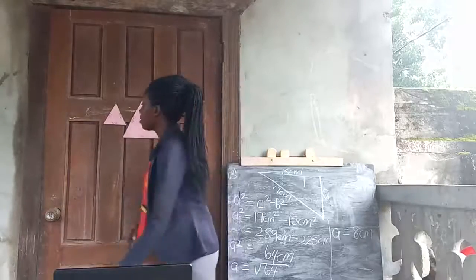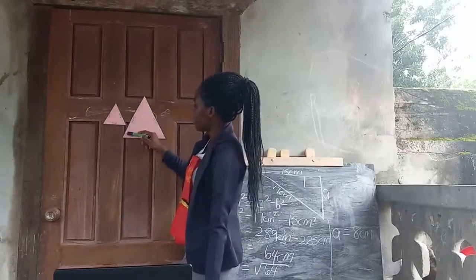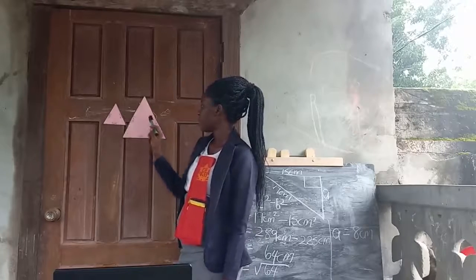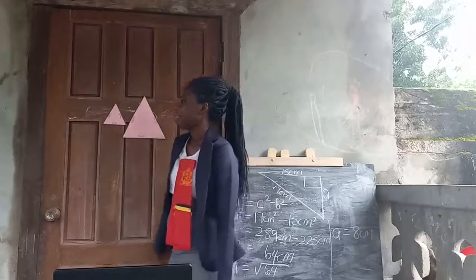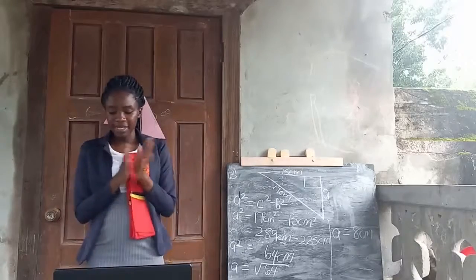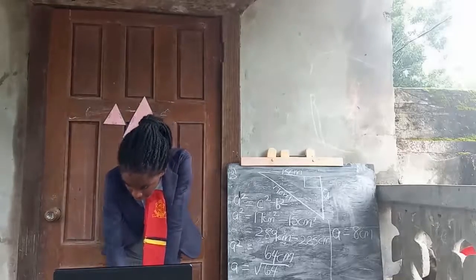Yes, because if you look here, this is 6 centimeters, and this side is 12 centimeters. 8 and 8 is going to give you 16, and 5 and 5 is going to give you 10. So it's half, right? Very good observation. Give yourself a round of applause. Good.